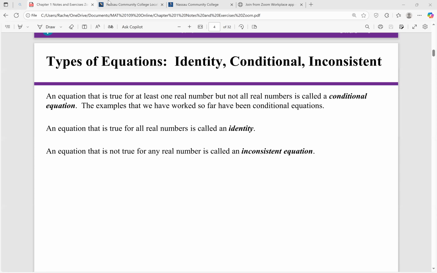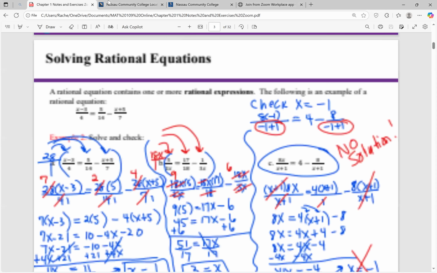So let's finish 1.2. So we have types of equations to identify, and then a couple of application questions, word problems. So types of equations. So we've solved different types of linear equations, right?